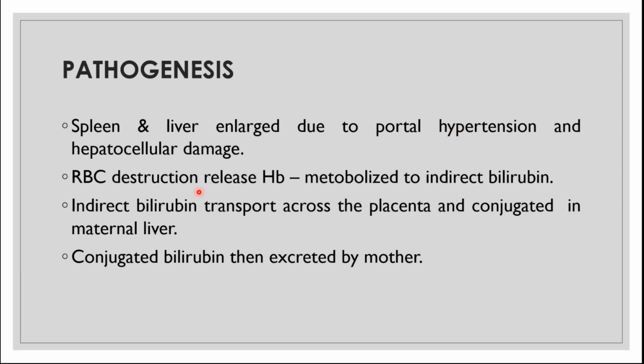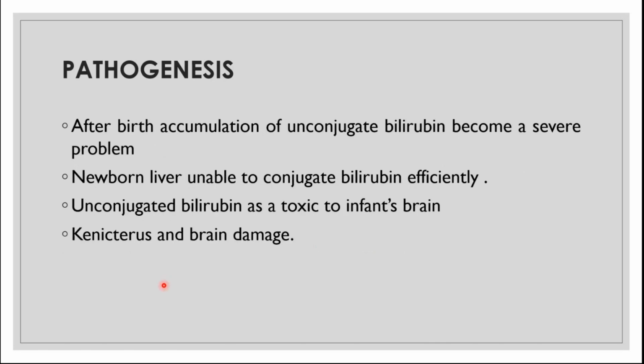The RBC destruction releases hemoglobin, which is metabolized to indirect bilirubin. This indirect bilirubin will transport across the placenta and be conjugated in the maternal liver. Conjugated bilirubin is then excreted by the mother. After birth, accumulation of unconjugated bilirubin becomes a severe problem. The newborn liver is unable to conjugate the bilirubin efficiently. Okay, unconjugated bilirubin is toxic to the infant's brain and causes brain damage.